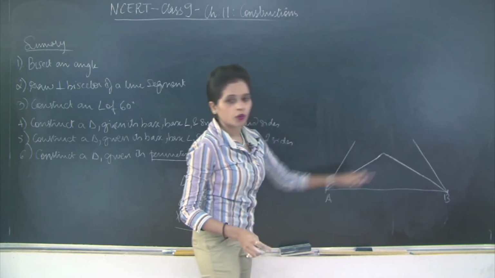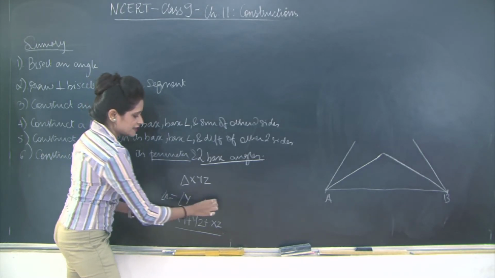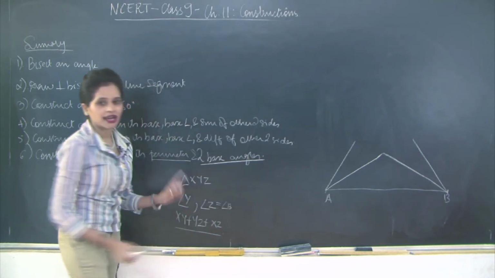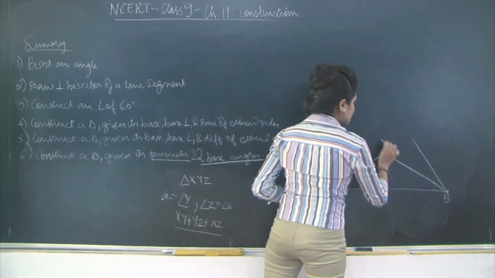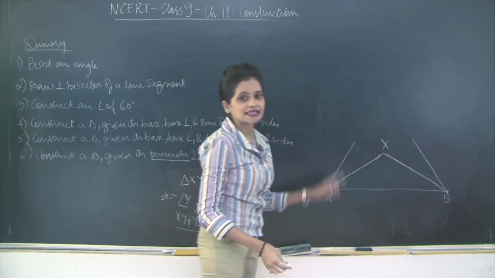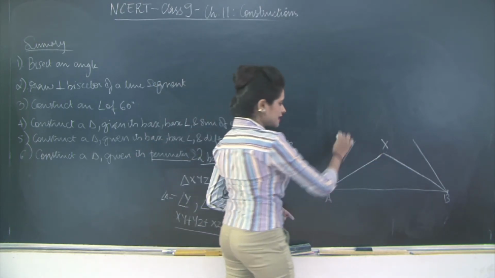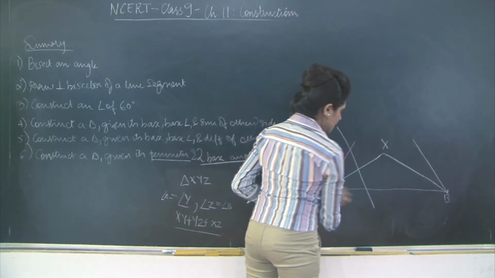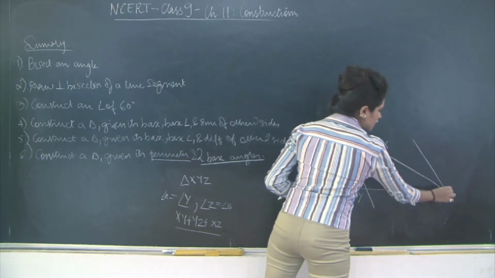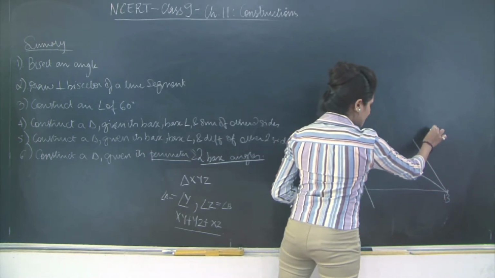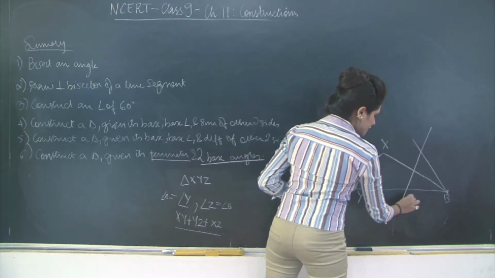So what do you name this point? See, you have drawn Y equal to A and Z equal to B. So which is the last vertex remaining for X, Y, Z? It is X. So you will call the point of intersection of these two bisectors as X. And then you are going to draw the perpendicular bisector of XA such that it should intersect AB at point Y, and the perpendicular bisector of XB such that it should intersect AB at point Z.